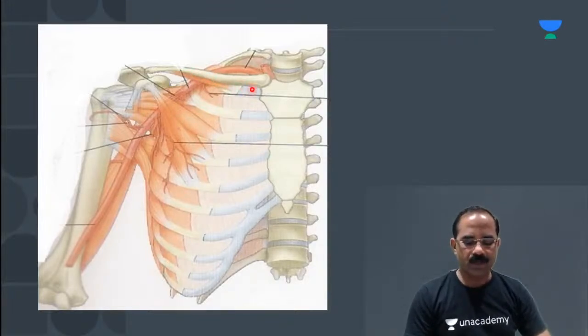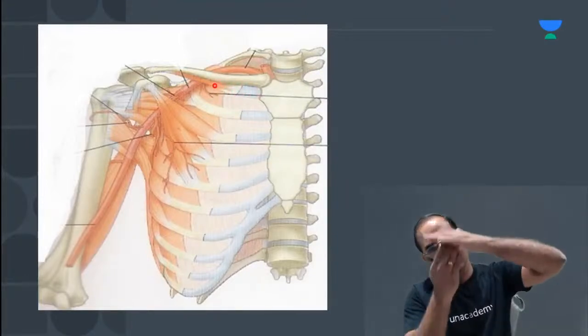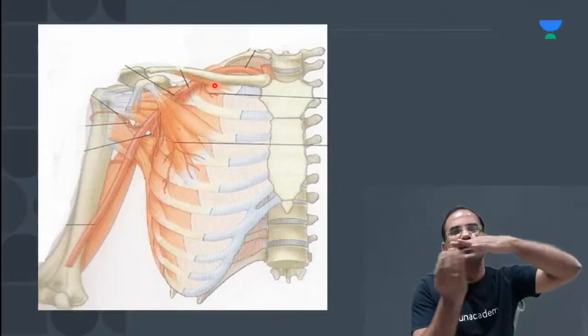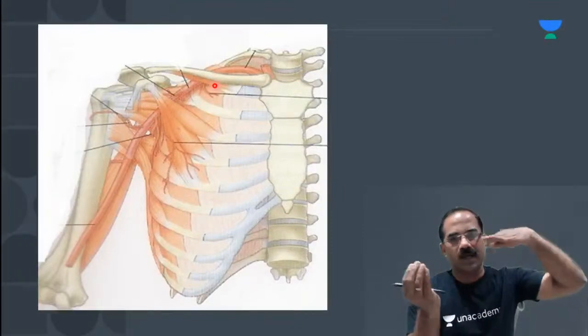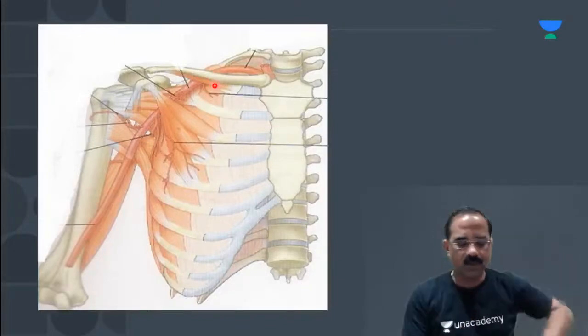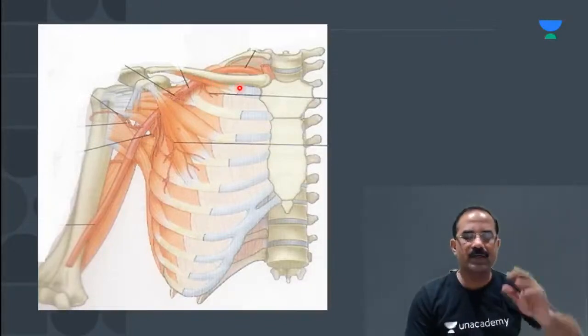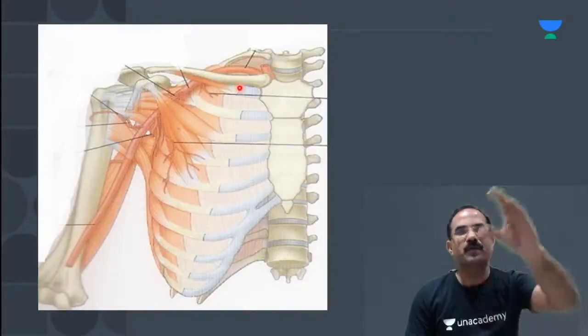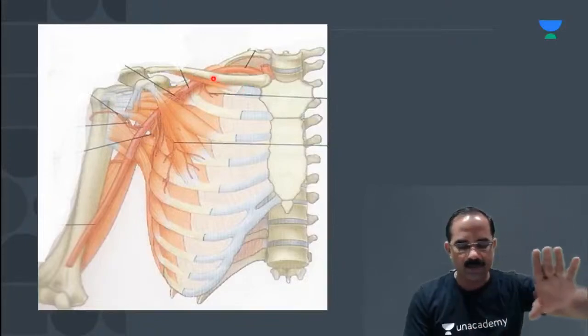And now you tell me, you can see a small muscle here. A muscle which begins from the first costochondral junction, and which gets inserted on the inferior surface of the clavicle, it is therefore known as what? The subclavius. So this is the subclavius.